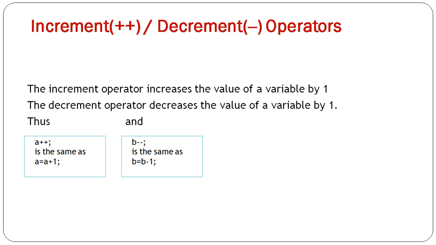Similarly, in prefix decrement or increment, the effect takes place before the expression that contains the operator is evaluated. It is the reverse of the postfix operation, that is, plus plus a has the same effect as a equal to a plus 1. Similarly for decrement, minus minus a has the same effect as a equal to a minus 1. But in this case, it will first be incremented or decremented, then the expression will be evaluated. So both are written as this.